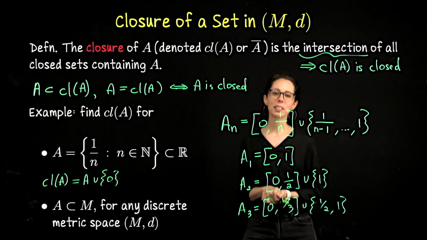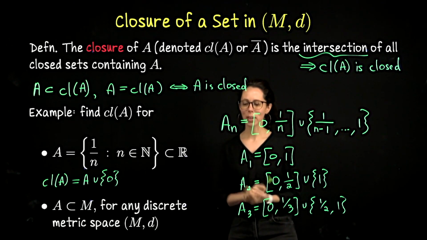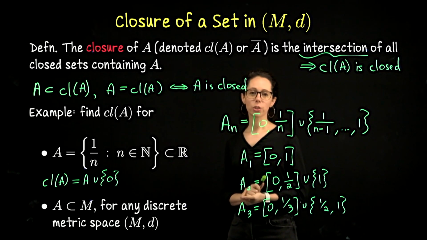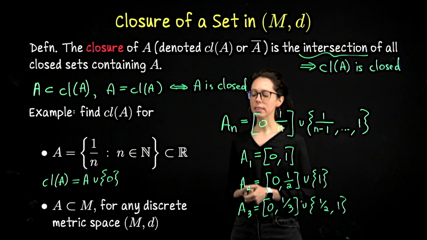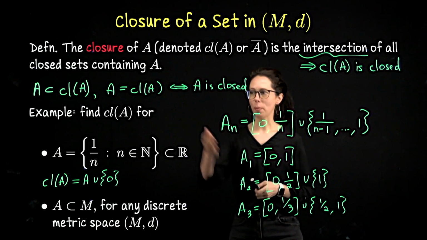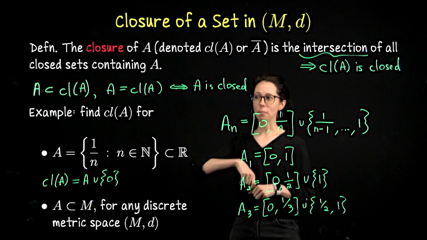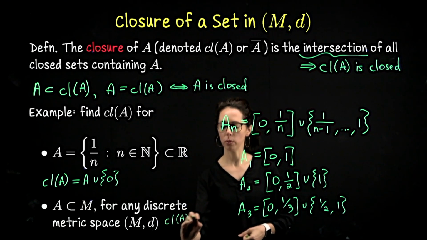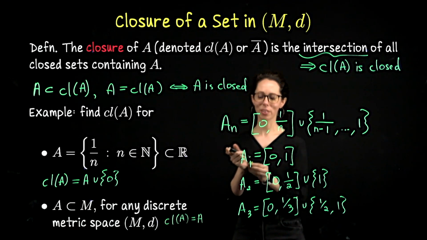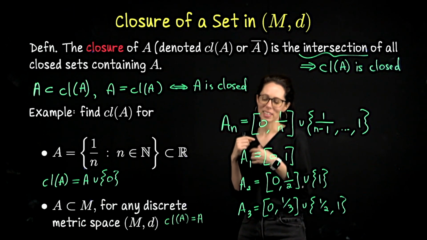All right, so that was our first example. The second one's much easier. I just threw it on here because I have room. What about in a discrete metric space? In a discrete metric space, every set is closed. So by this observation, every set must be its own closure. So not too much to say, and we won't look at more examples of closures in discrete metric spaces because it's kind of a silly question.